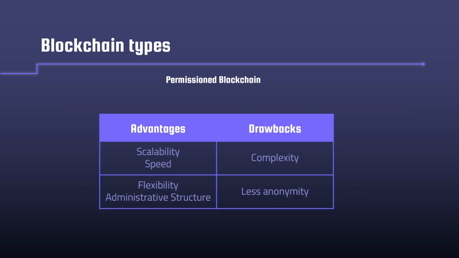There are many advantages of this type, including scalability and speed, flexibility, and administrative structure. I mean by scalability that permissioned blockchains are managed by an entity with a certain level of control over validators. Upgrades can therefore be implemented relatively easily. And I mean by administrative structure that authorized blockchains can also align with the administrative structure. Among the drawbacks of this type, we find complexity and less anonymity. Permissioned blockchains tend to be more complicated in their setup and management.